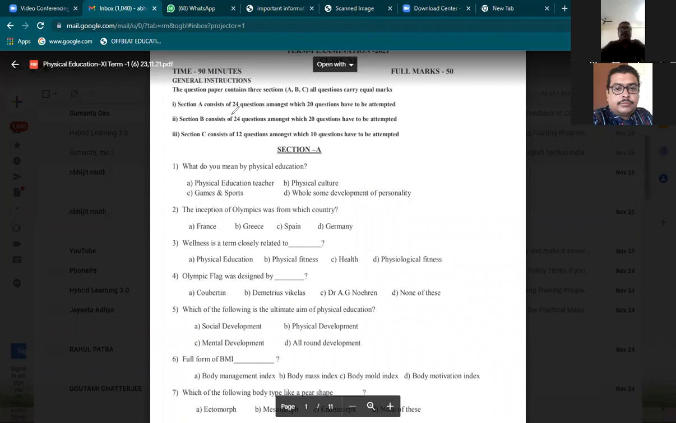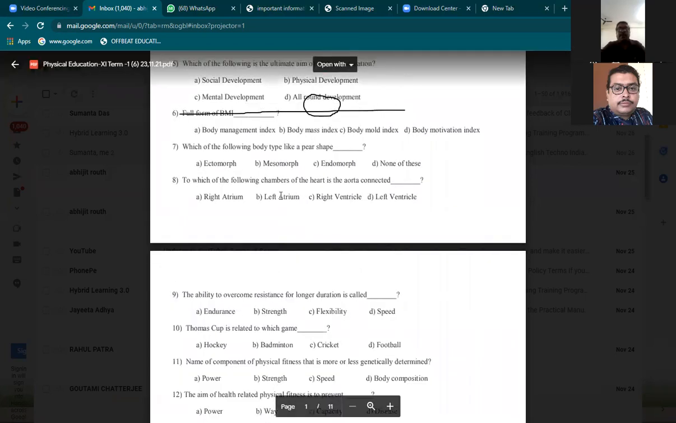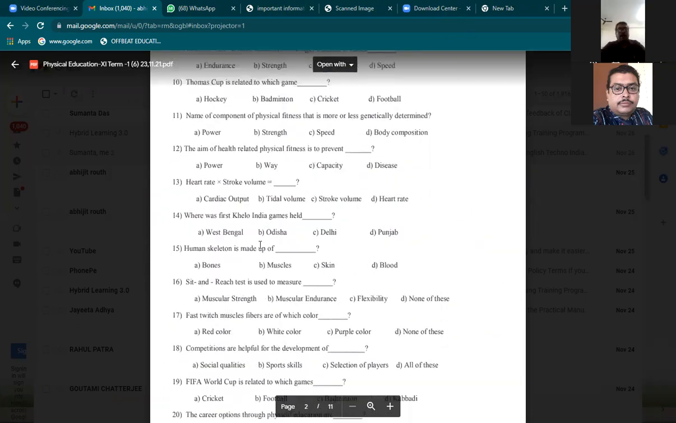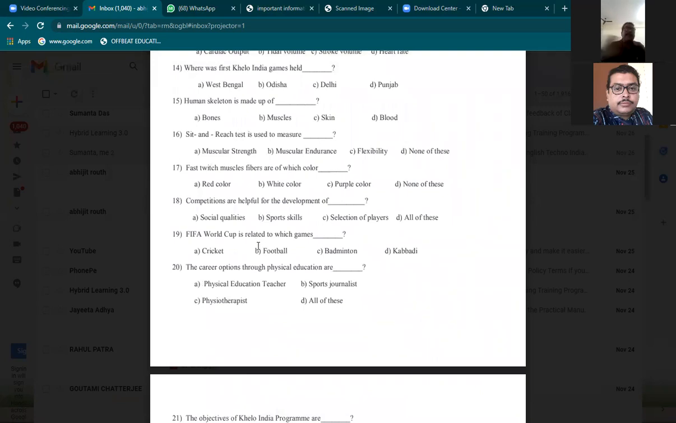After seeing the question paper, follow the instruction in Section A. 24 questions, amongst which 20 questions have to be attempted. This is a very important point that has to be maintained. If there are 24 questions, you need to answer 20 questions. Section A carries 24 questions, and between them you need to answer 20, so 4 questions will be extra.